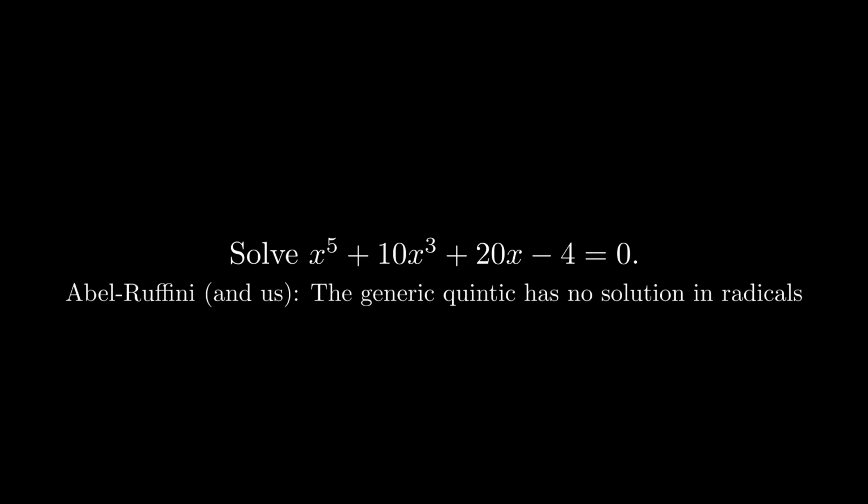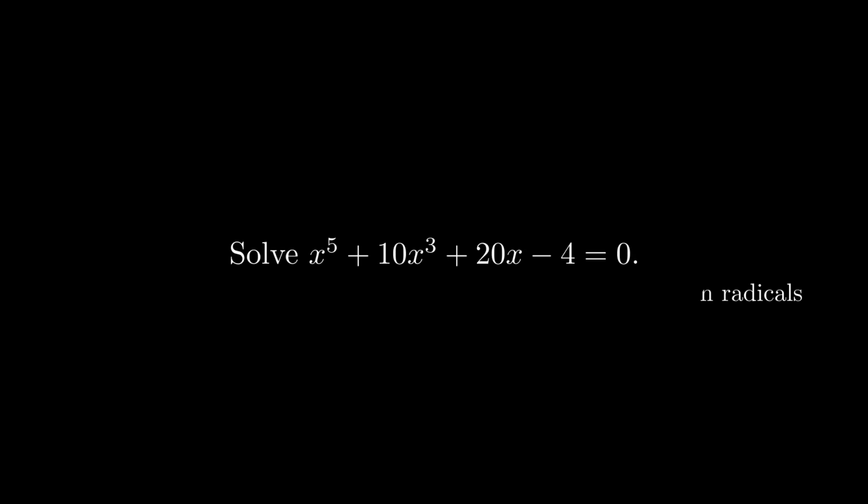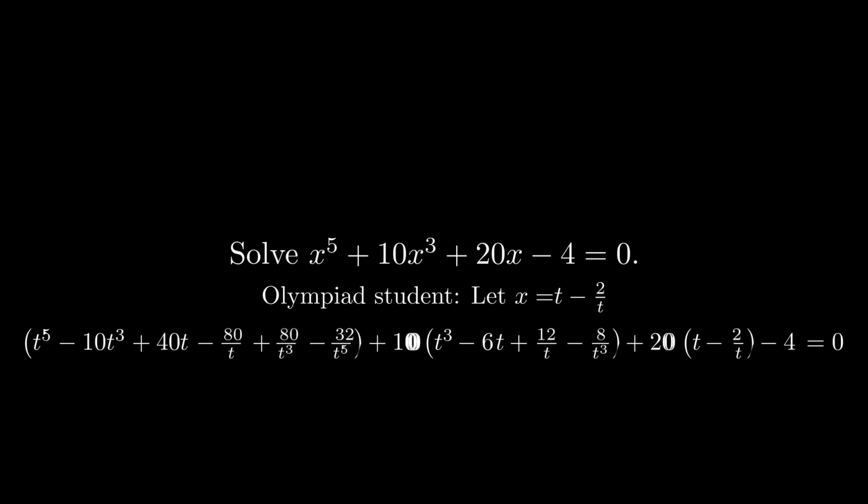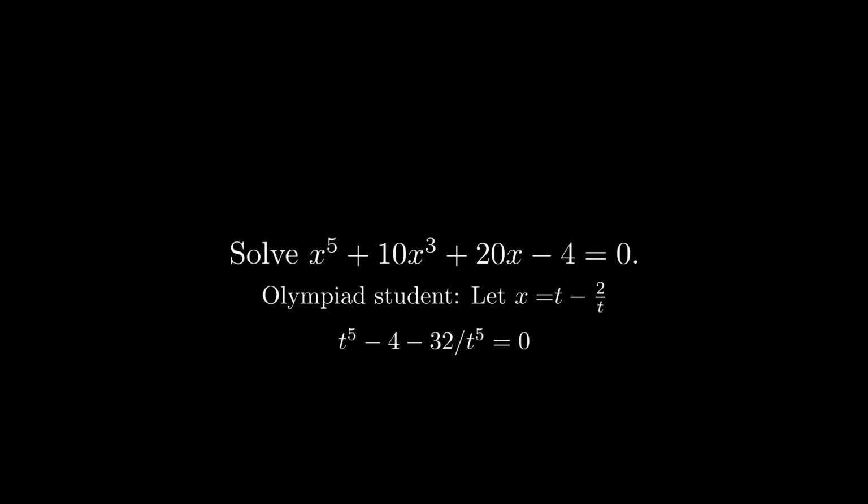The first example we'll start with is to solve this degree 5 equation here. x to the 5th plus 10x cubed plus 20x minus 4 equals 0. You give this problem to a lazy mathematician who thinks he's better than you. He'll wave his hand at you and say, it's degree 5, it doesn't have any solutions you can write down. But if you give it to an overachieving Olympiad student who thinks she knows better than you, she'll say, plug in x equals t minus 2 over t. Doing that gives this, expand it out, and combine terms, and cancel down to this equation here.